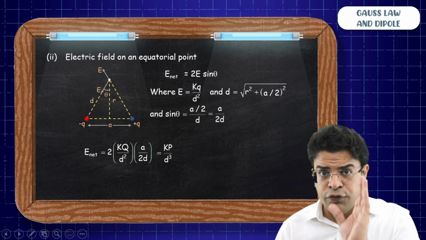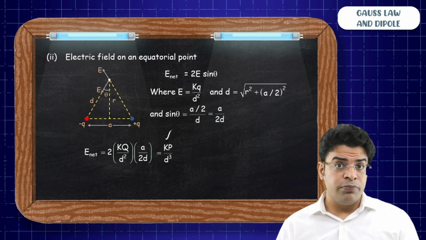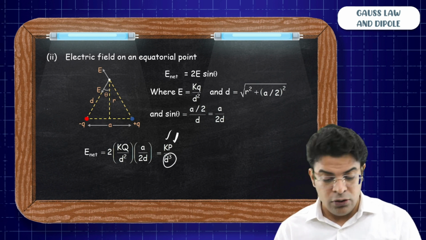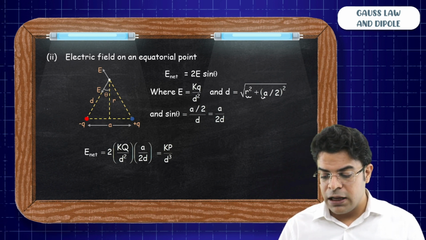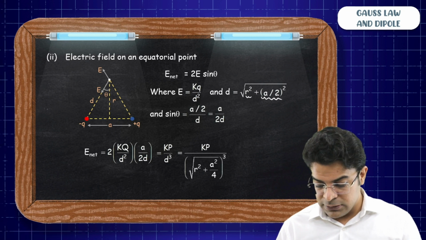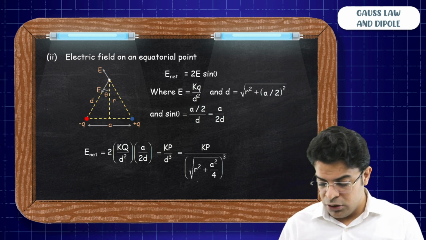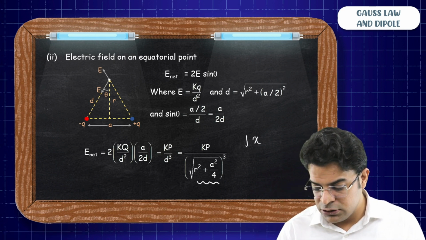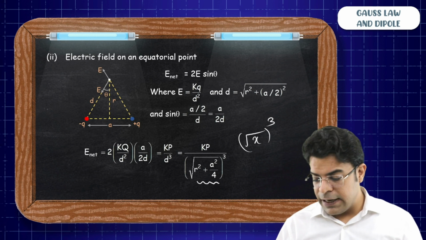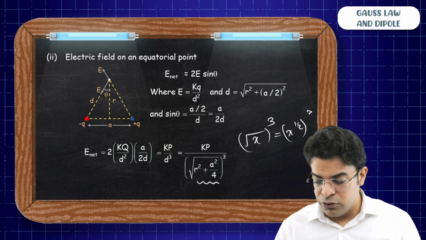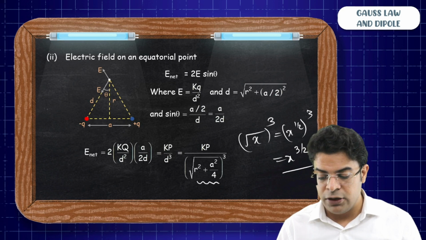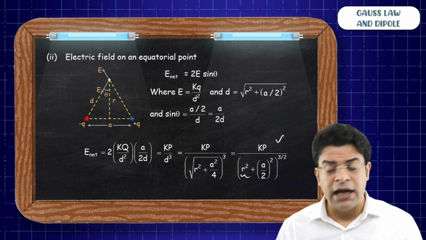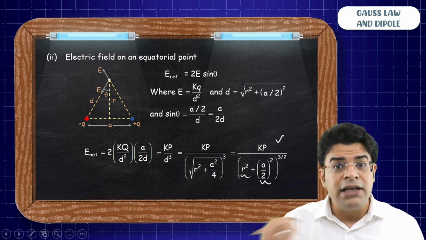So the strength of electric field is the Coulomb's constant times the magnitude of dipole moment upon d whole cube. What is d? Under root of r square plus a by 2 whole square. So substitute the value of d. This root can be thought of as raised to the power of half. So if you have x root whole cube, can you write it as x raised to the power of half whole cube, and that can be written as x raised to the power of 3 by 2. So here you can write the same thing as kp upon r square plus a by 2 whole square raised to the power of 3 by 2.